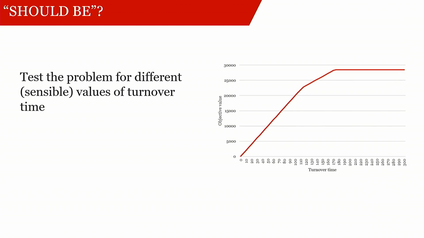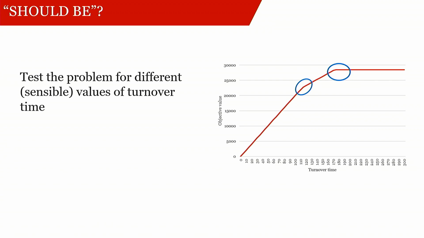We could use this graph and plot the turnover time on the x-axis and the objective value on the y-axis. The barge should be turned over in 2.5 hours. How can we model this? The first thing that we can do is test the problem for different sensible values of turnover time. And this is exactly what we're doing here. We're plotting the turnover time on the x-axis versus the objective value. And what we're seeing is that the objective value increases, but we also see that it actually flips twice.